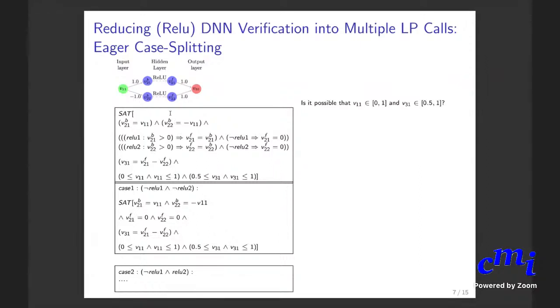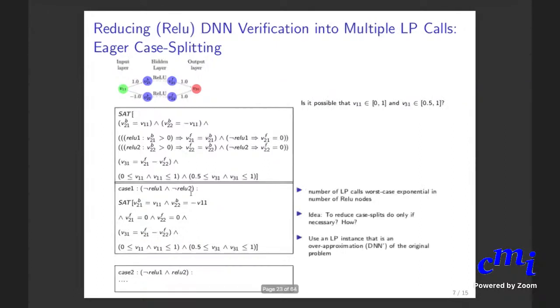Okay, so there are two ReLU nodes here, and therefore you have 4 case splits with the combination. Just imagine that if you have 1 million nodes, then case splitting will be 2 to the million different cases. So you just cannot expect a naive case splitting method to scale beyond a few 100 ReLU nodes, if at all. Okay, so that's why you need to, yeah.